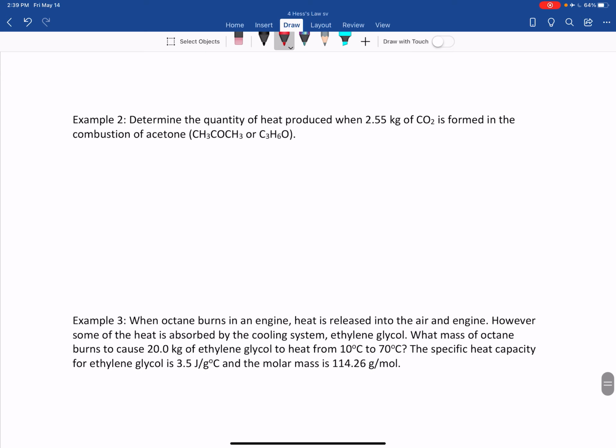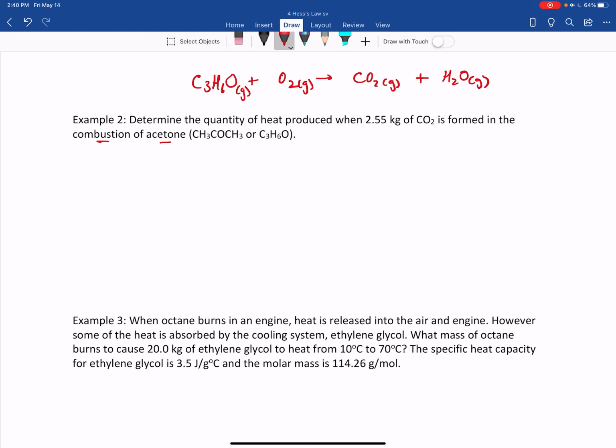We're going to take it one step further. Determine the heat produced when 2.55 kilograms of CO2 is formed in the combustion of acetone. Just to save some space, I'm going to write the equation up here. We'll go with the short version of the equation. Combustion is by combining it with oxygen, and it forms gaseous CO2 and gaseous water. That's important.